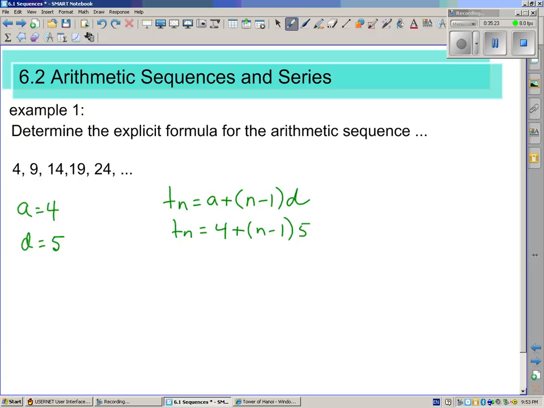D is... what did I do right there? I had to distribute through the bracket, and I get 5n minus 1. You might say, Mrs. Colbert, can it be negative 1 plus 5n? It sure can. It doesn't really matter.